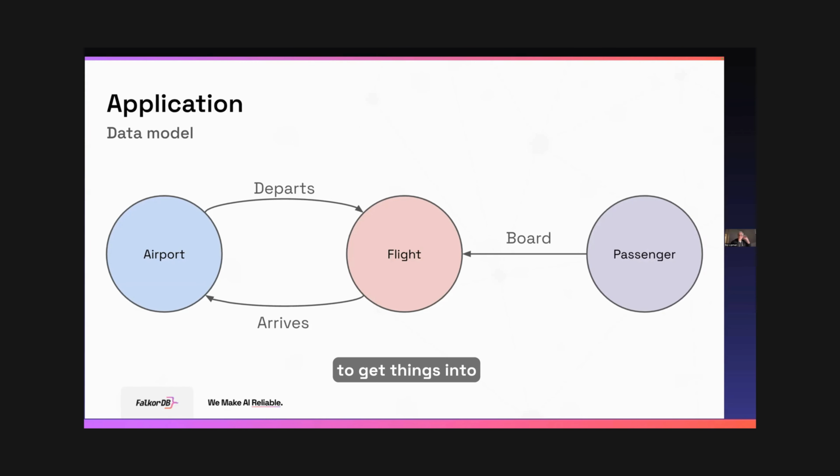So to put things into perspective, or just to give us some ground to work with, we are going to work with a simple data model where we have 3 different types of entities. We're going to have nodes representing passengers, flights, and airports. A passenger boards a flight, a flight arrives at an airport, and a flight departs from an airport. This is the data model that we're going to be working with.